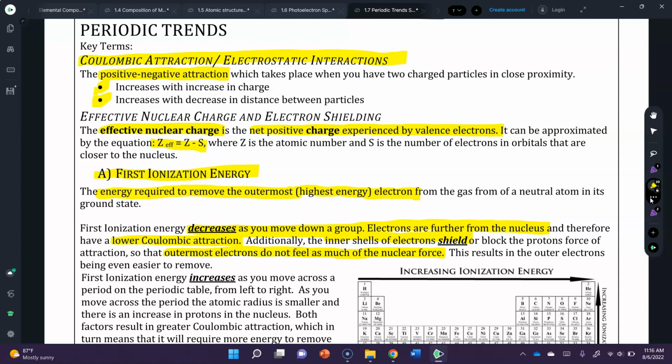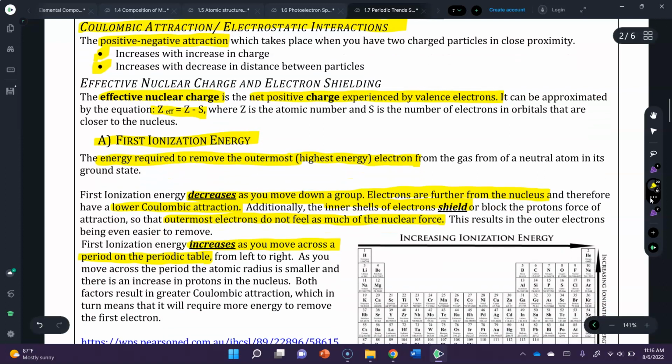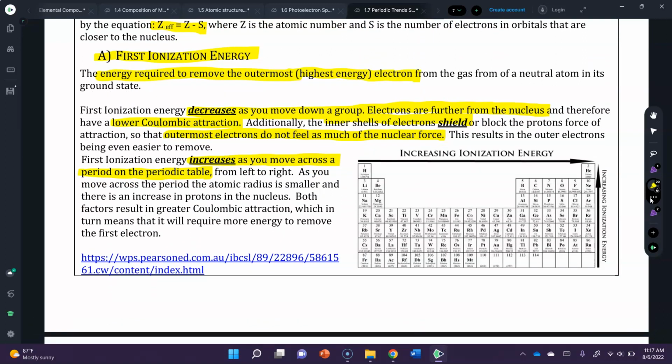The first ionization energy increases as you move across a period on the periodic table from left to right. As you move across the period, the atomic radius is smaller and there is an increase in protons in the nucleus. Okay? Both factors result in a greater Coulombic attraction.